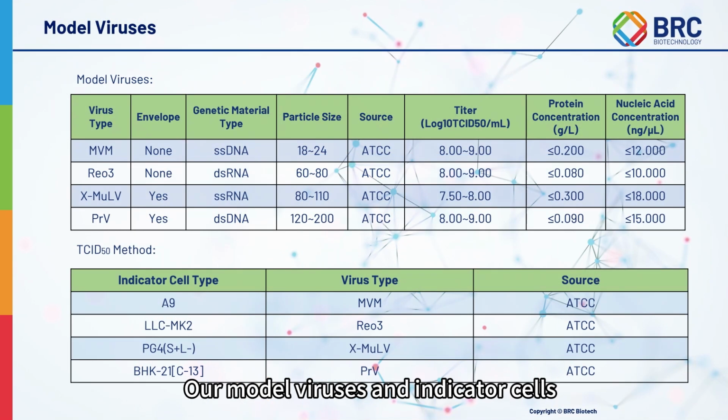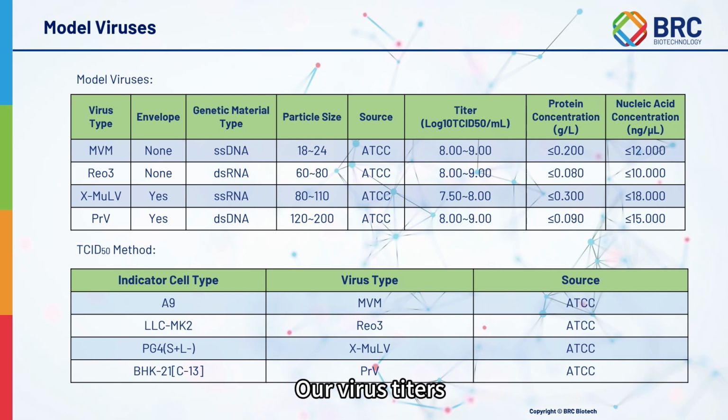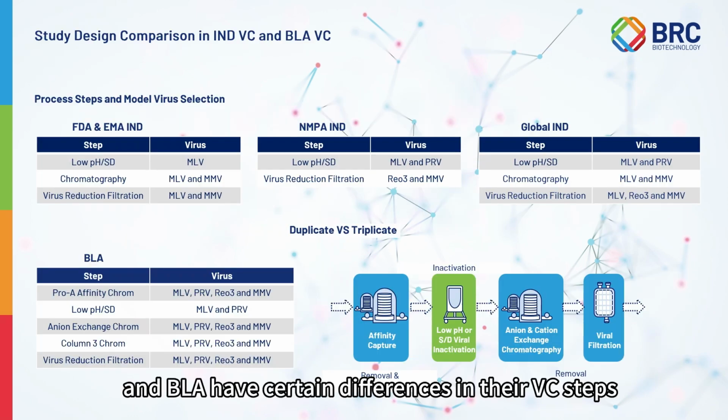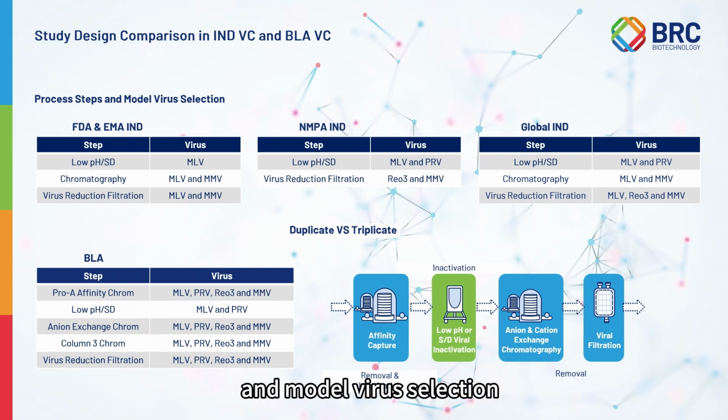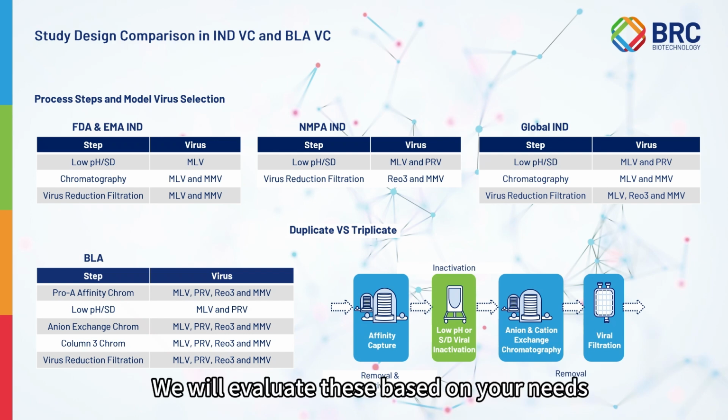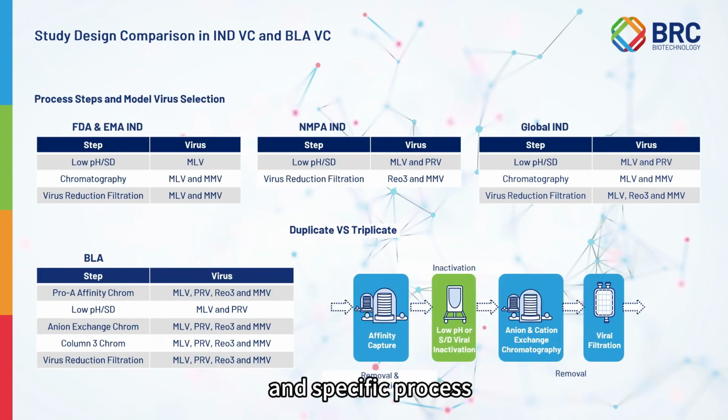Our model viruses and indicator cells have been established and banked, and are all sourced from ATCC. Our viral titers are all around 8 log and will be validated with each batch. IND and BLA have certain differences in their VC steps and model virus selection. We will evaluate this based on your needs and the specific process.